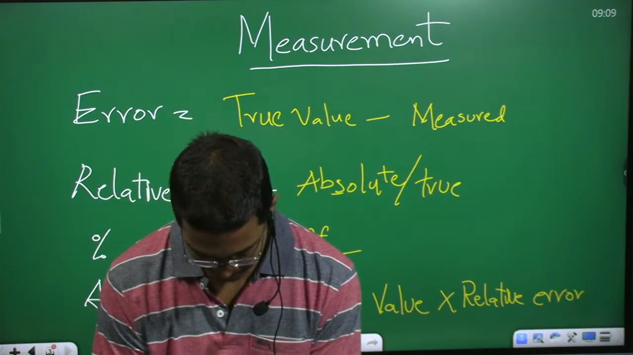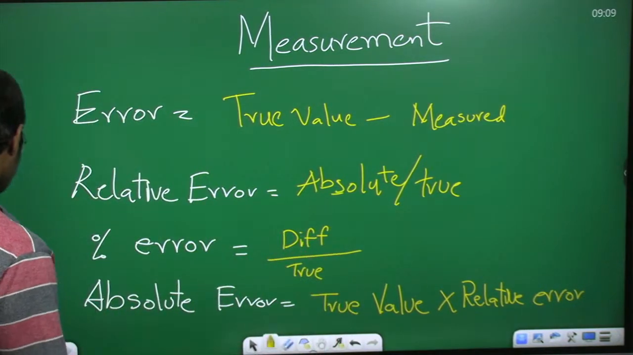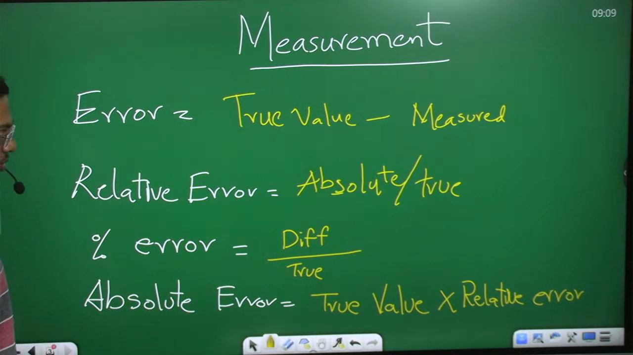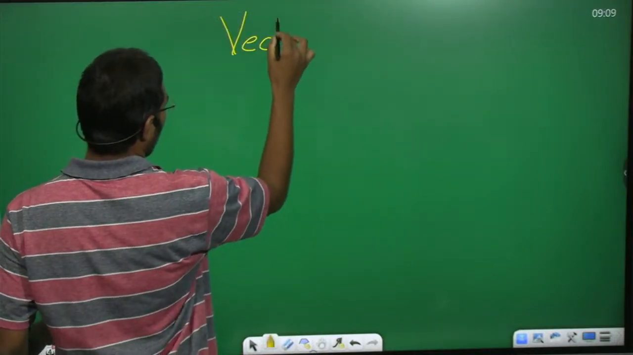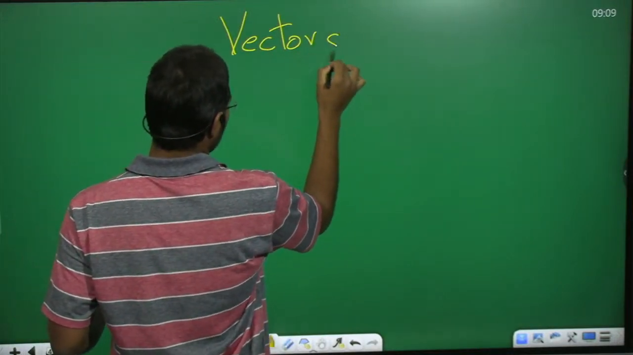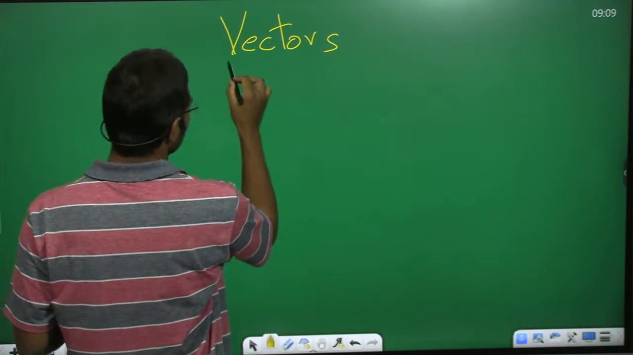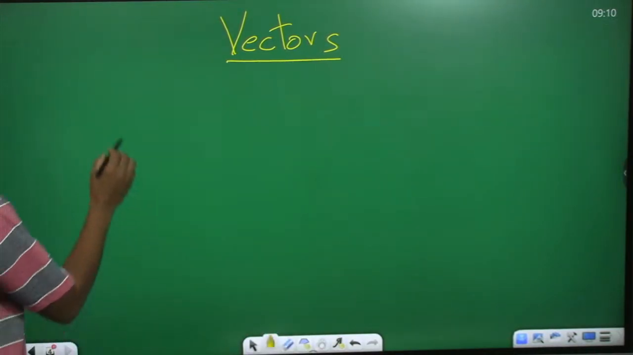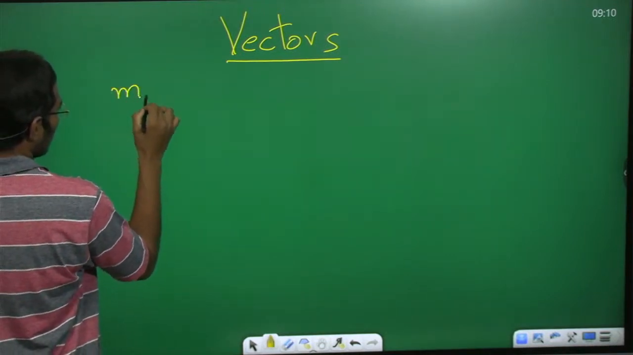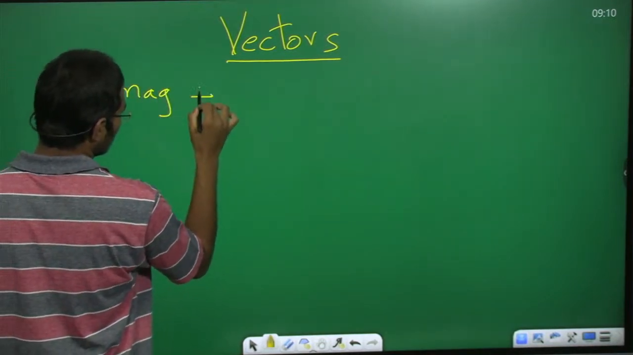Vectors. Hope all of you are clear with this. So let us get back to vectors. We are trying to cover as many topics as possible, as many concepts as possible. So how do you define a vector? A vector is something which has both magnitude plus direction.